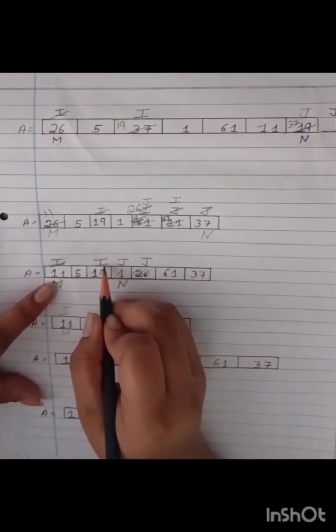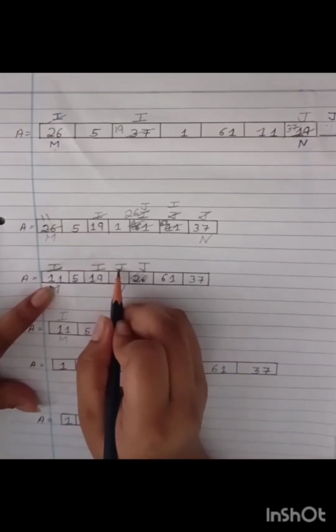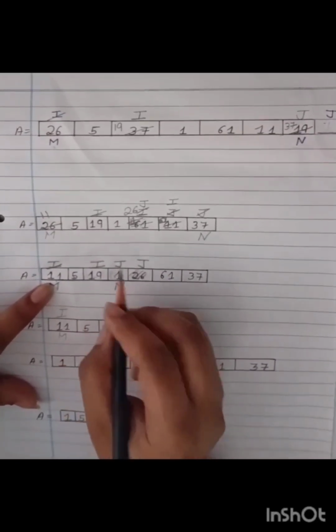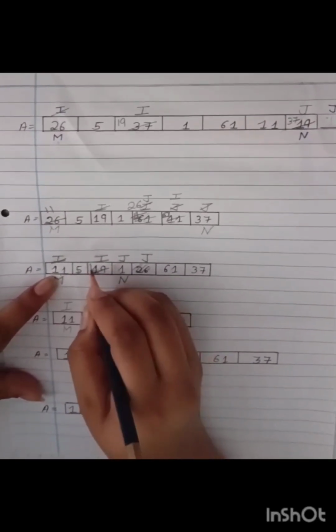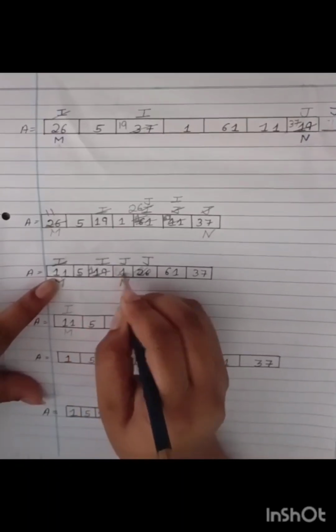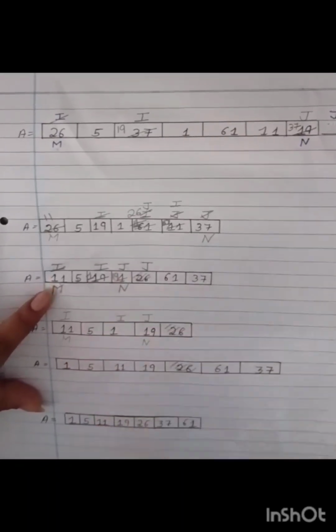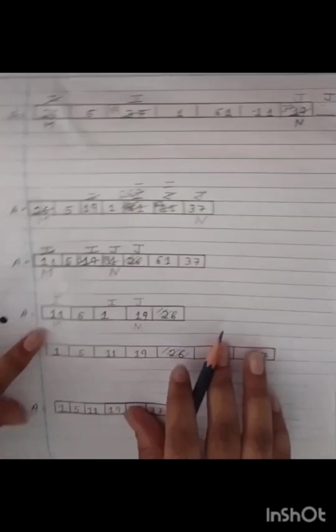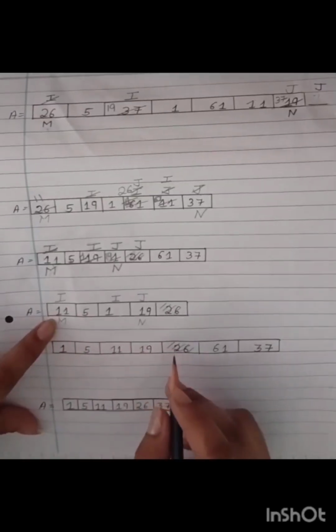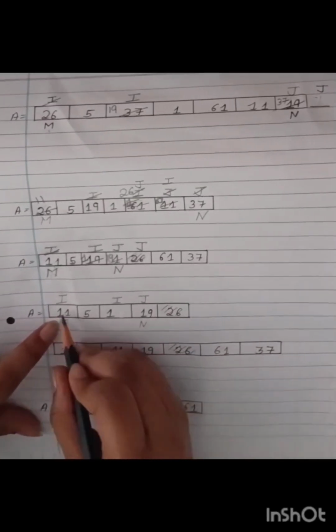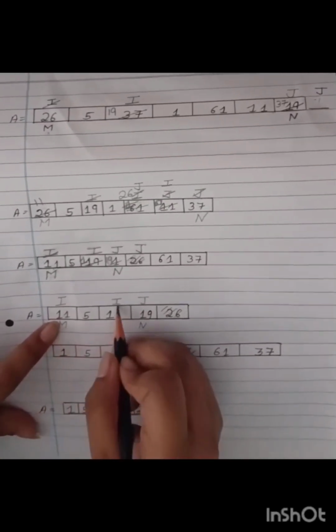In terms of position, the value of i is less than j. At that time we have to swap these two values. So in place of 19 we have to put 1, and in place of 1 we have to put 19. So here is our array. Now again we have to check the condition, whether the value of i is greater than m or not. Here the value is less.